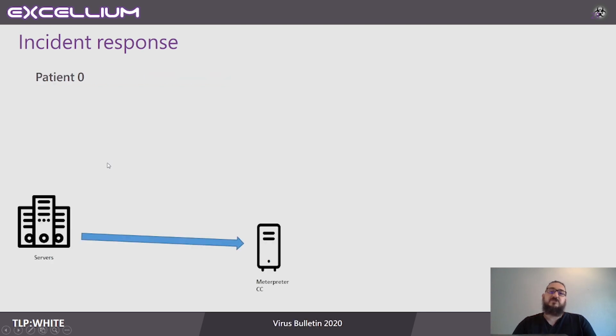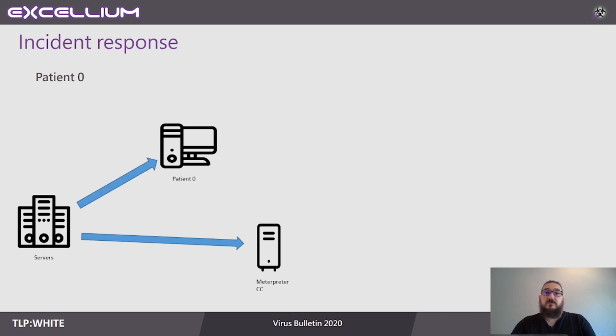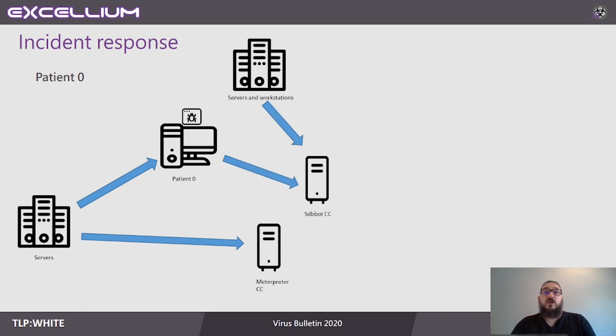So here is the first picture, when the detection occurred using the IOCs given by the Belgian CERT. We found a Meterpreter C2 and a couple of compromised servers. Quickly, we found patient zero, and then we detected the SDBbot running on it. The problem was that once we did that, we found a lot of other servers and workstations connecting to the SDBbot C2, and not always connecting to the Meterpreter.